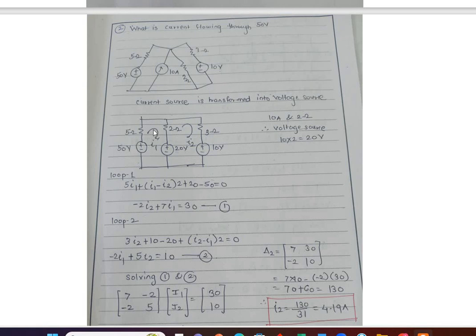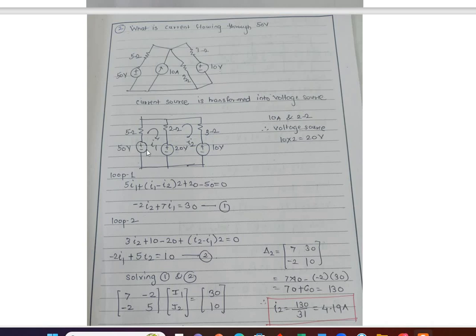So we will assume two currents like I1 in first loop, I2 in second loop. Ultimately, we want I1, that is through 50 ohm. So first loop equation we will write as, just you can see here, 5 into I1 plus I1 minus I2 into 2 plus 20, and then this minus 50.